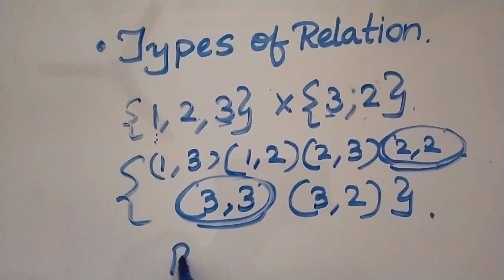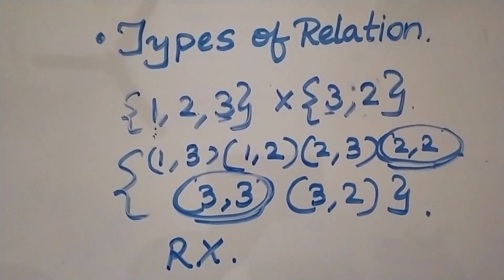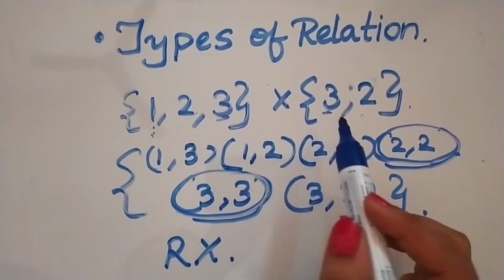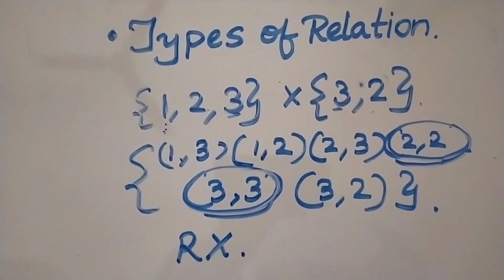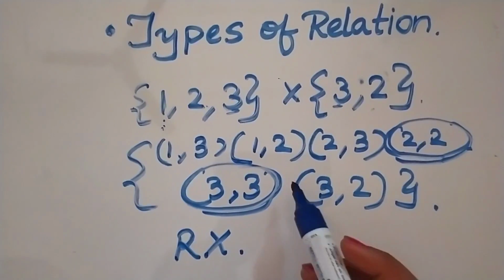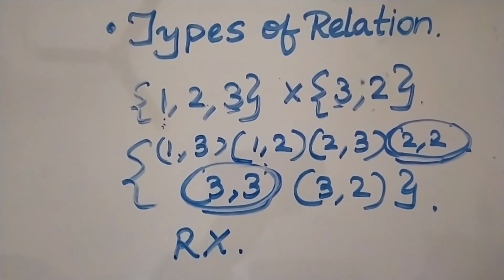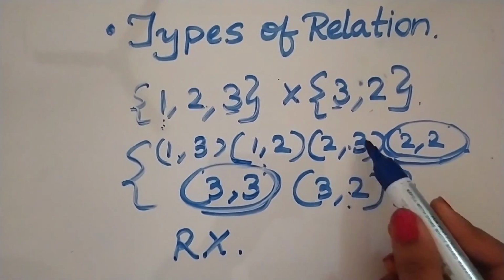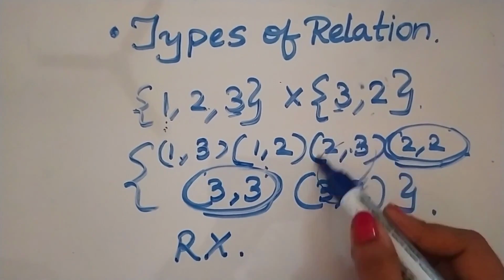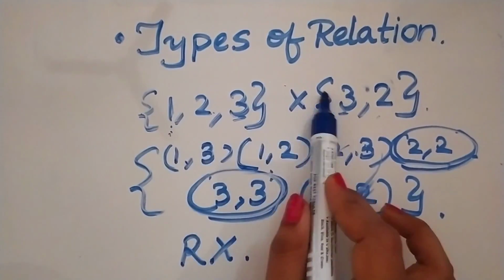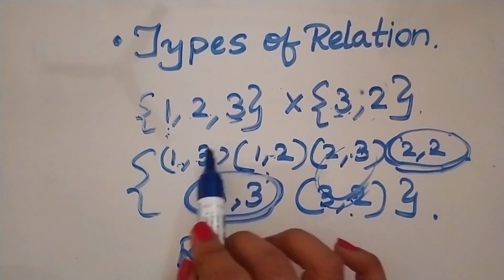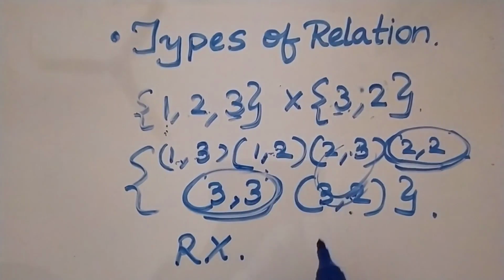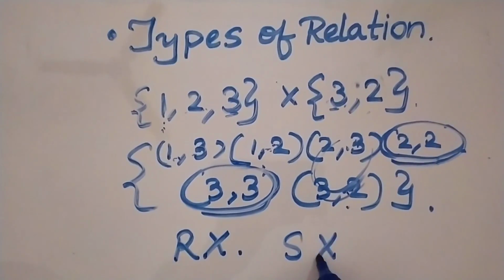Now let us see if it is symmetric. (1, 3) is there. Is (3, 1) there? No, it is not there. (1, 2) is there. (2, 1) also is not there. (2, 3) is there, and (3, 2) is there. But we are seeing for the whole question. So hence for (1, 3) and (1, 2), symmetric is not there. So hence it is not symmetric also.